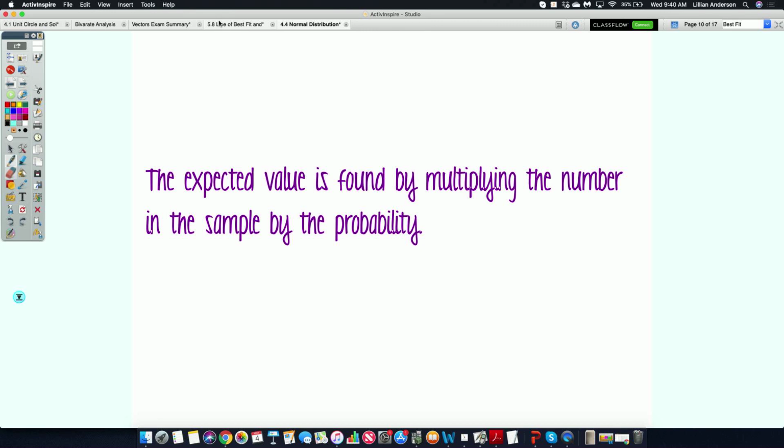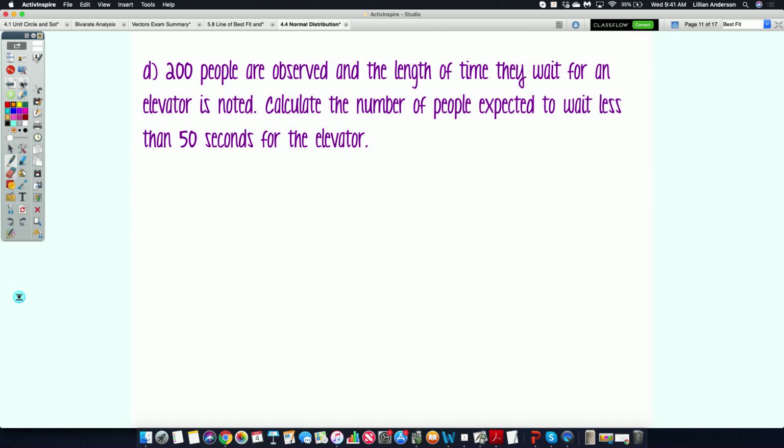That's how you figure out, well, if they're a 75% free throw shooter, that means if they shoot 100 free throws, they should make 75 of them. Expected value is found by multiplying the number in your sample, 100 free throws, by the probability. I'm a 75% free throw shooter. So you multiply the 2. You use this to help answer D.